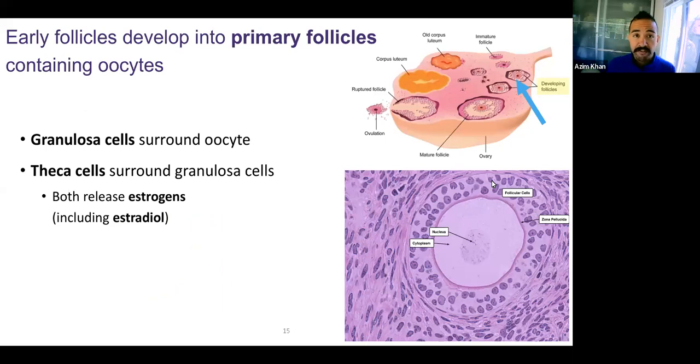Looking more closely at these follicles, at the developmental stages, there is an earlier stage called the primordial stage. We're going to skip over that. We're going to talk about primary follicles. In our diagram, we're right here, and in histology, we're really close up. This is what one follicle looks like. The oocyte is in the center. I'm going to color this in light blue. This is the oocyte.